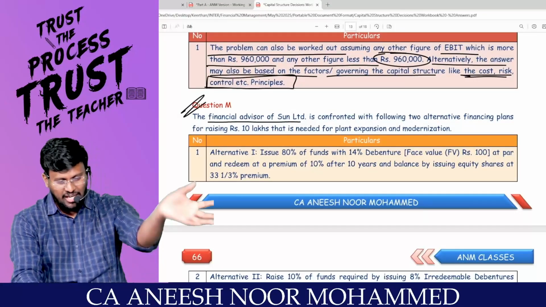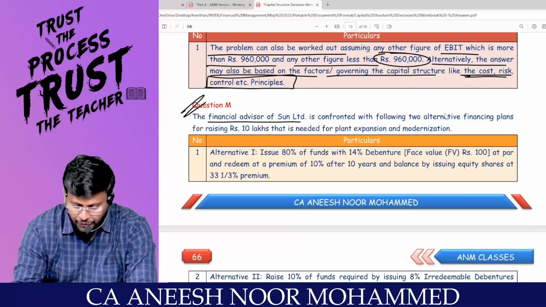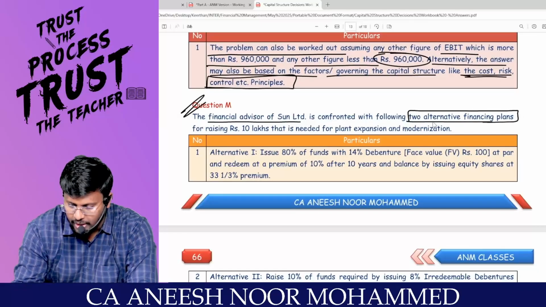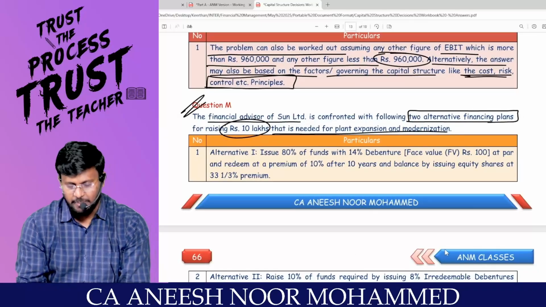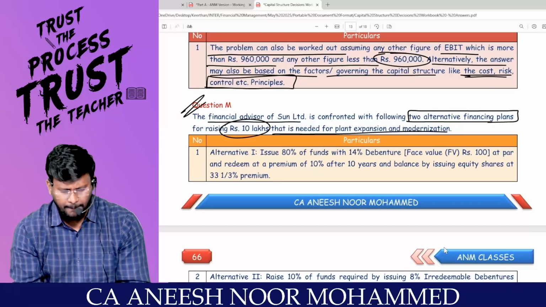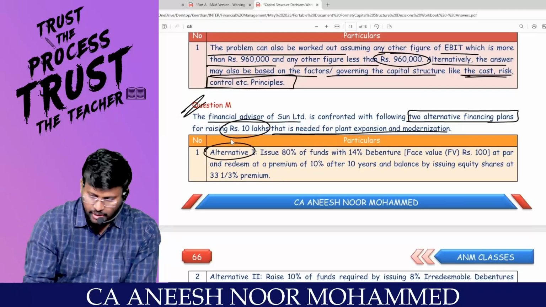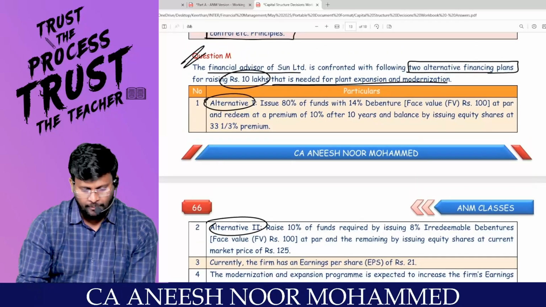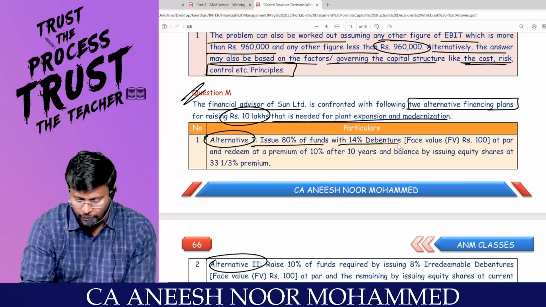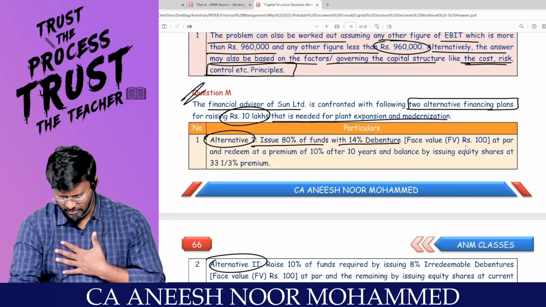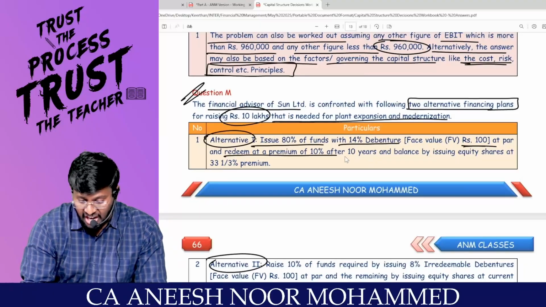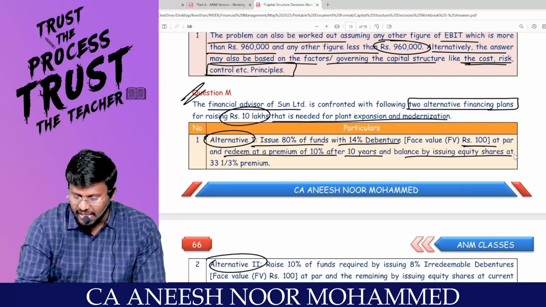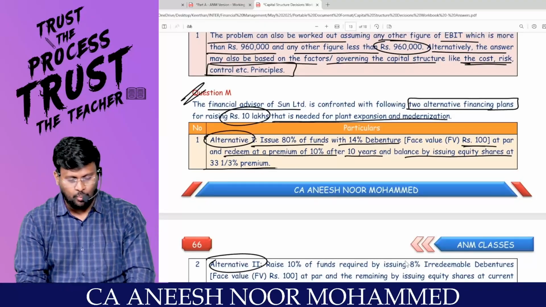The financial advisor of Sun Limited is confronted with the following two alternative financing plans for raising 10 lakh that is needed for planned expansion and modernization. Total money required: 10 lakh. I am having alternative number 1, alternative number 2. Alternative 1: issue 80% of funds with 14% debentures, face value 100, at par and redeemable at a premium of 10% after 10 years, and the balance by issuing equity shares at 33 1/3 premium.